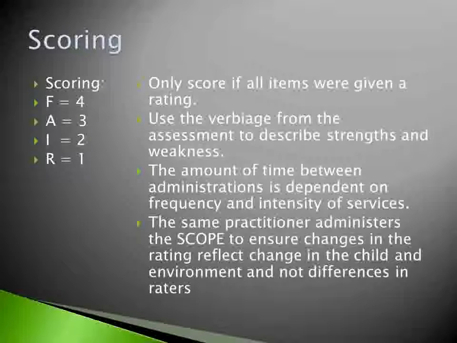When scoring, an F rating is given a 4, an A is given a 3, an I is given a 2, and an R is given a 1. The scores are totaled at the end to give an overall rating. You only score the SCOPE if all items were given a rating. You can use the verbiage from the assessment to describe strengths and weaknesses.